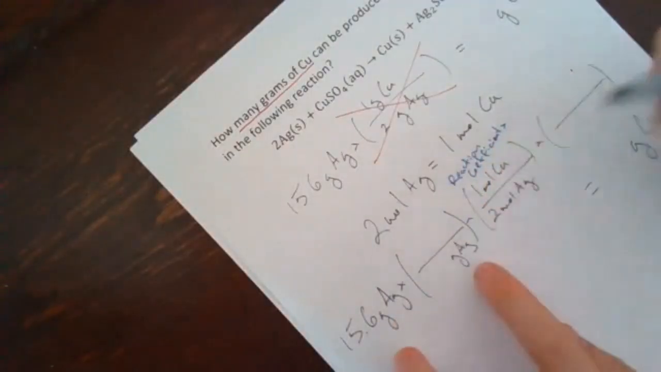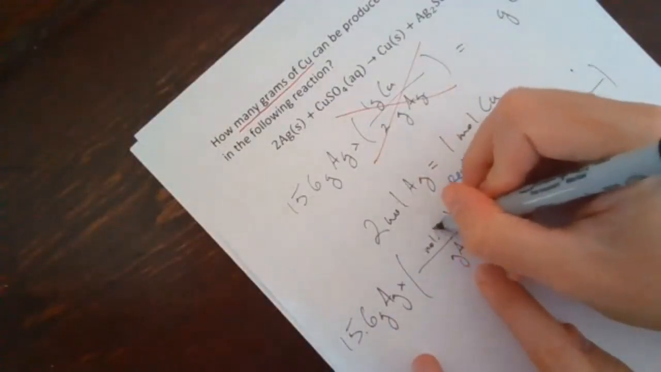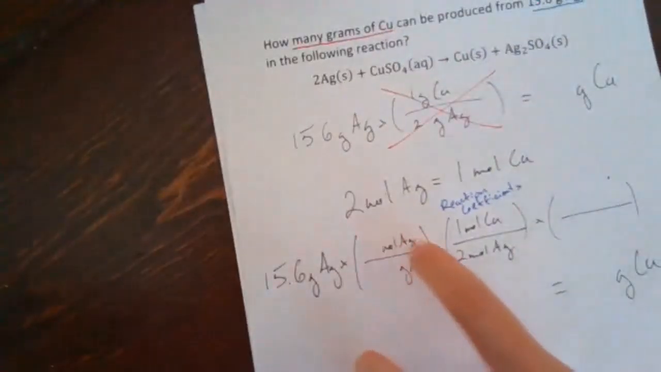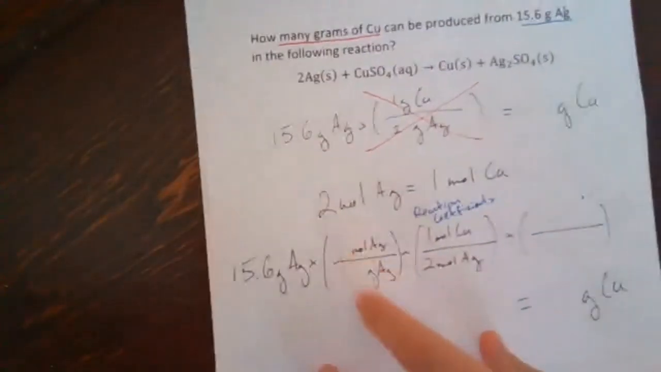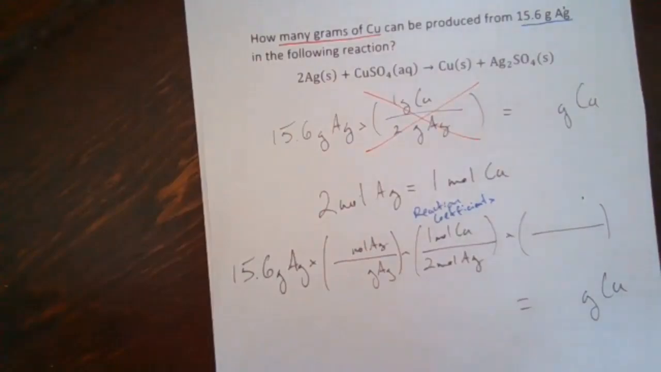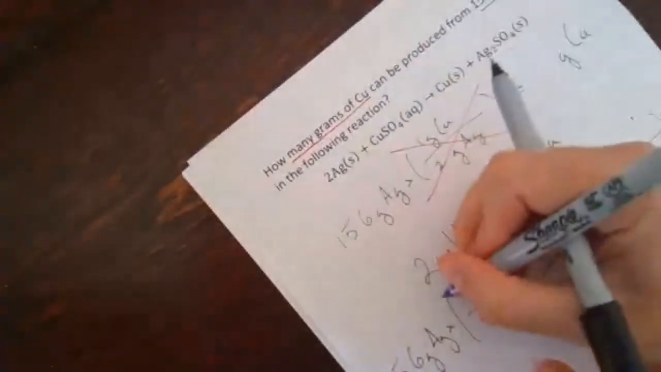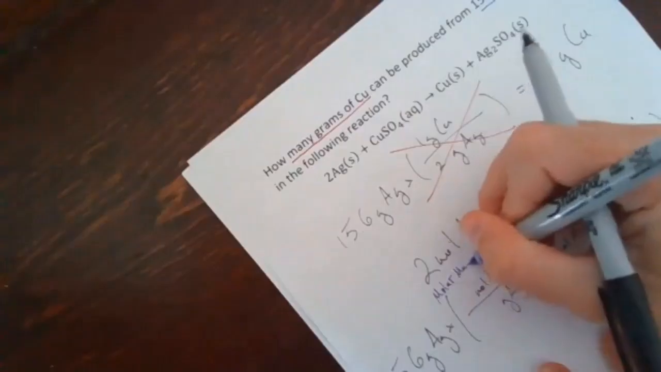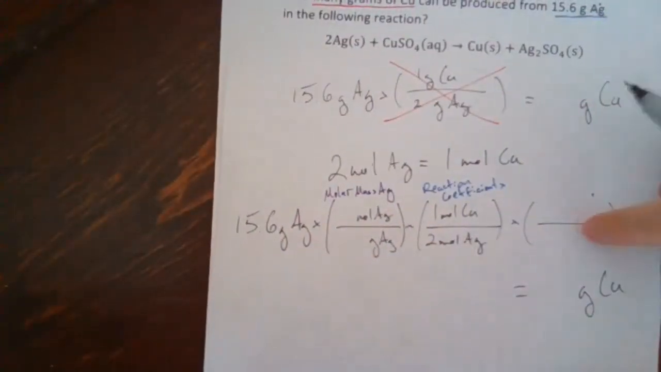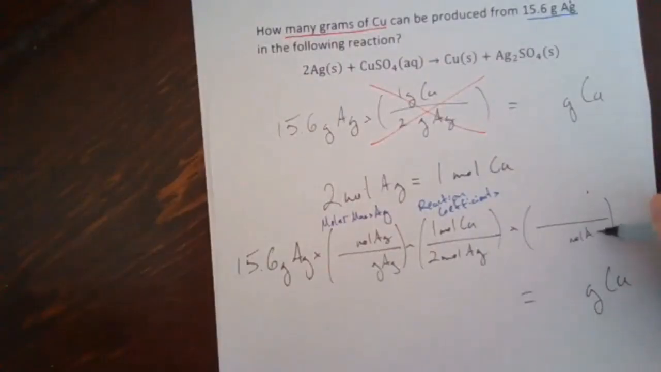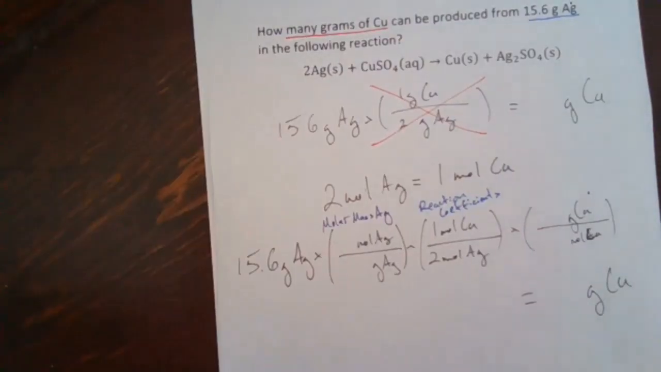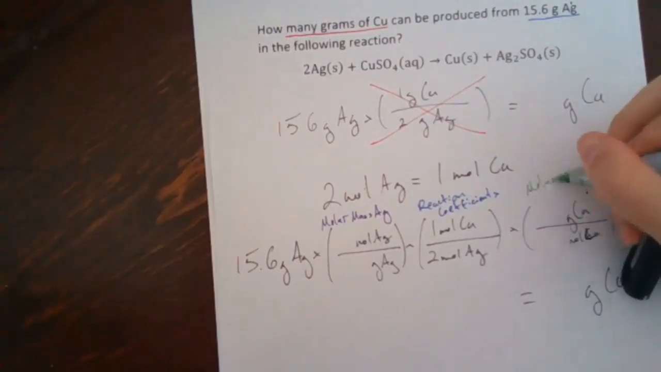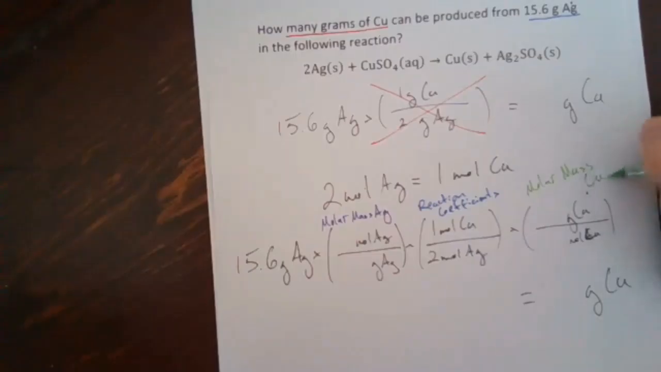So we can say, well, this thing right here, we need to get rid of the grams of silver, so that's on the bottom. The top then has to be moles of silver. So this should be something that will allow us to go between grams and moles. Okay? And that has a name. That is called molar mass. And it's specifically the molar mass of silver. Similarly over here, moles of Cu to grams of Cu, and that is the molar mass of Cu.